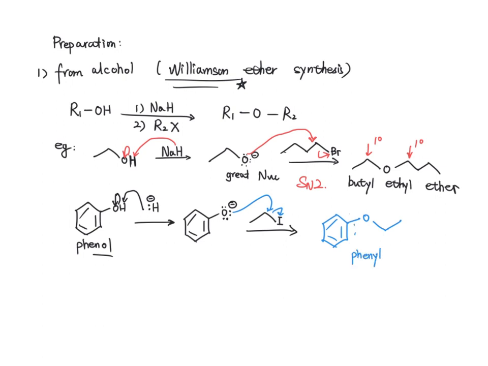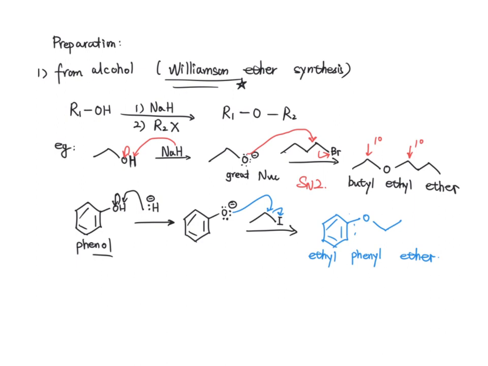Phenyl, phenyl group. And you have ethyl, so ethyl goes first, ethyl phenyl ether. If we are looking at the Williamson ether synthesis, we noted that because it's an SN2 reaction, after the first step, we deprotonate the alcohol to a strong nucleophile, which then attacks a primary alkyl halide. That is when the SN2 reaction would happen.